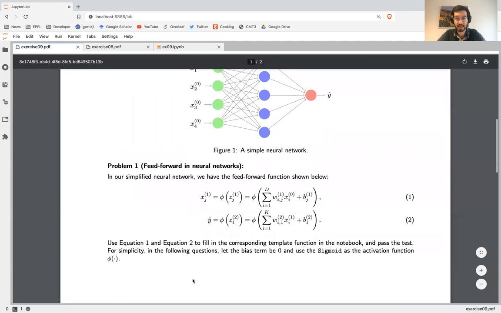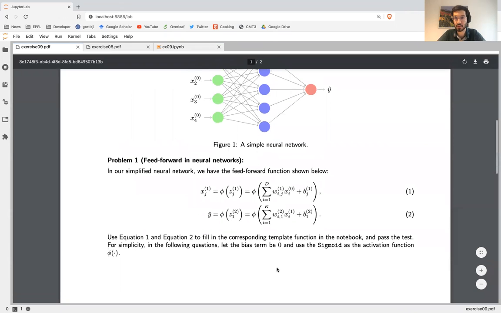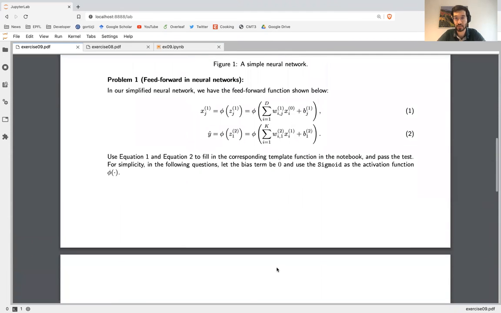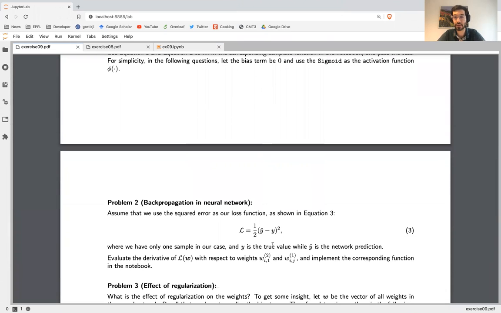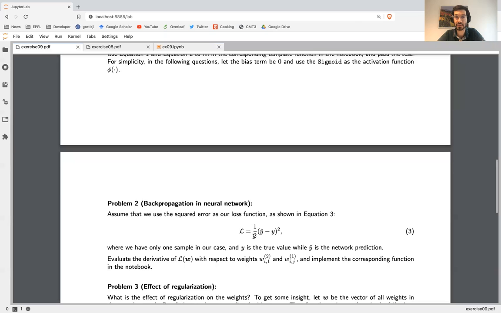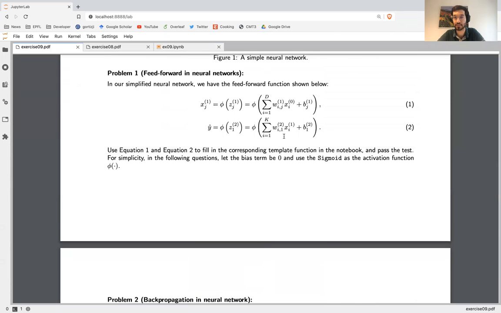Now, in the second part of the exercise, we're going to compute the gradient of this network with respect to the weights, which is what we need for training this neural network. In particular, we're going to do it for this specific choice of loss. The idea is that you're going to reproduce the same steps that we have in the lectures for computing the backpropagation, which is nothing else but the chain rule on this loss over the weights in the network.